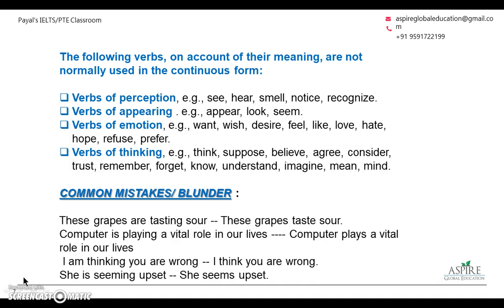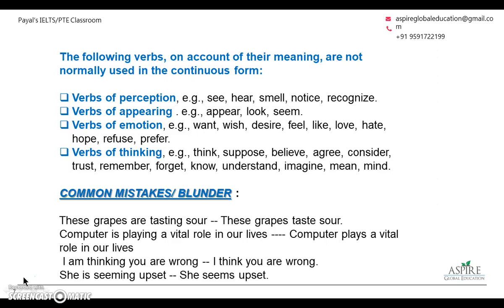Now, what are the common mistakes that people make? These grapes are tasting sour. So you think that you're going to take some time in eating grapes so you can use ing, it's a continuous action? No. When these grapes would taste sour all the time, it's a regular action. So you would simply use, these grapes taste sour.